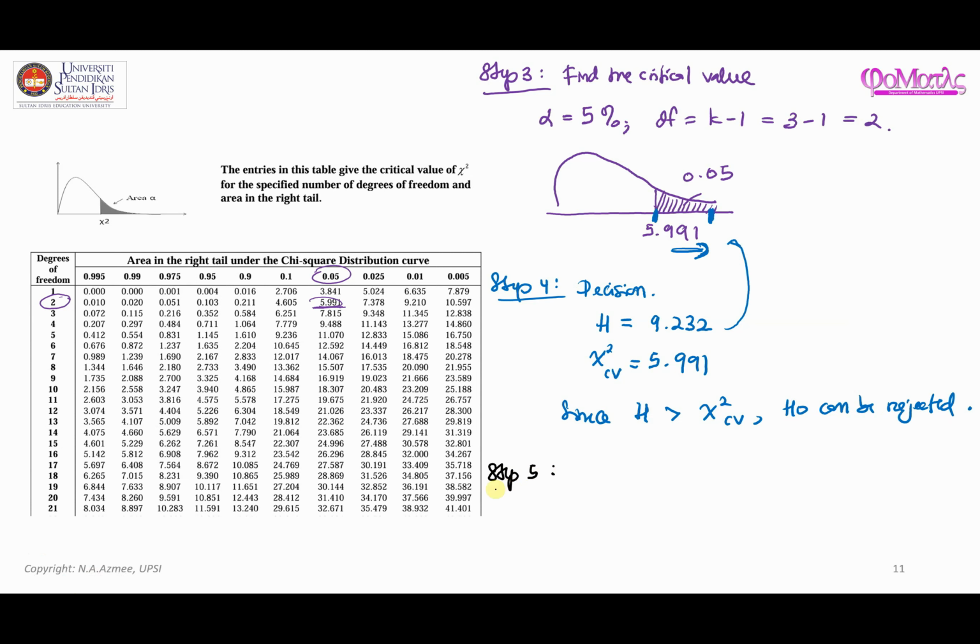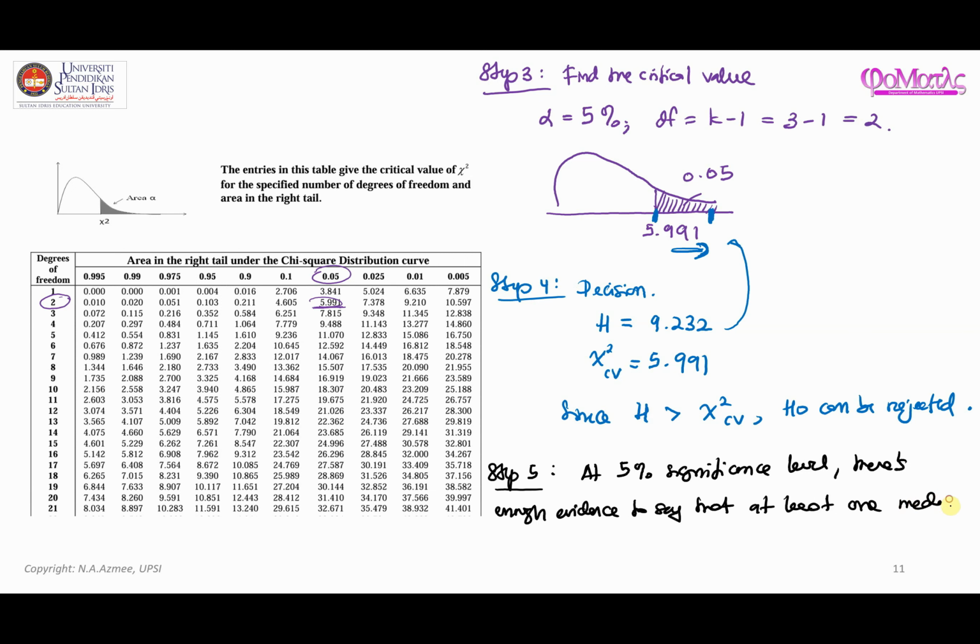We can say that at 5% significance level, there is enough evidence to say that median cortisol levels is different. And maybe we can wrap it up with a conclusion that answers the question given in the example. So therefore there is sufficient evidence.